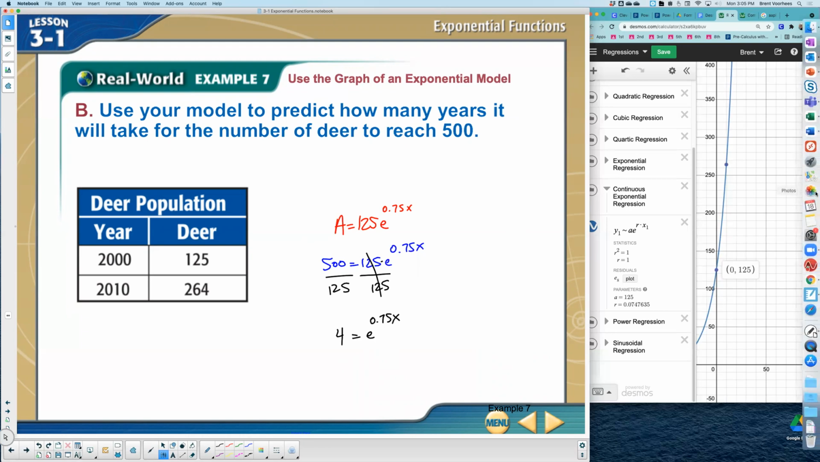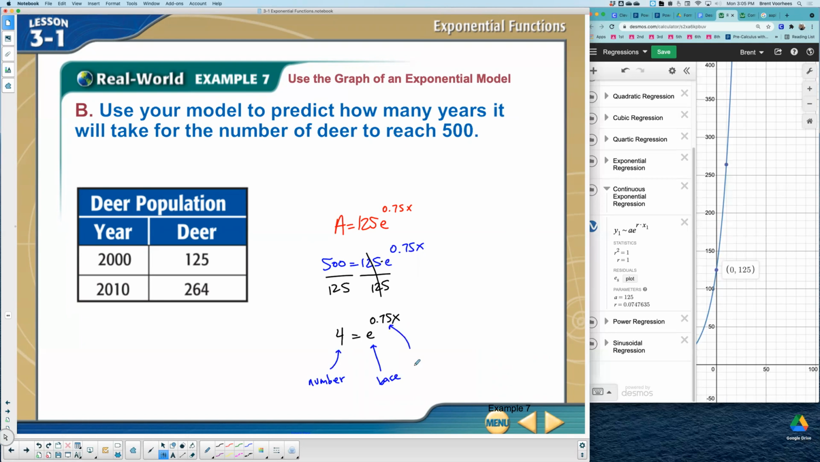Now, what you're really going to learn next class is whenever you're solving an exponential, or a logarithm for that matter, you'll use the inverse. So 4 is the number by itself. That's my number. E is my base. And this right here is the power. So I'm going to go a little bit ahead here. To solve this thing, you'll convert it to a logarithm. As a logarithm, you go log, you follow with the base. So the log base e of the number will equal the power.